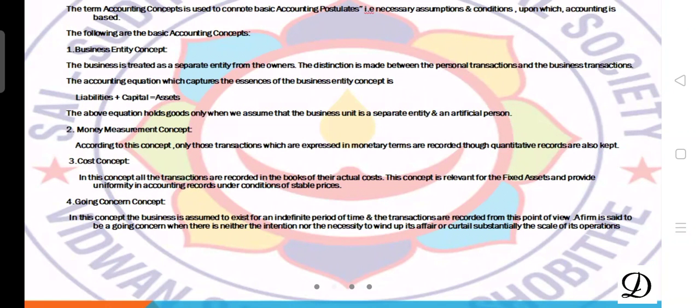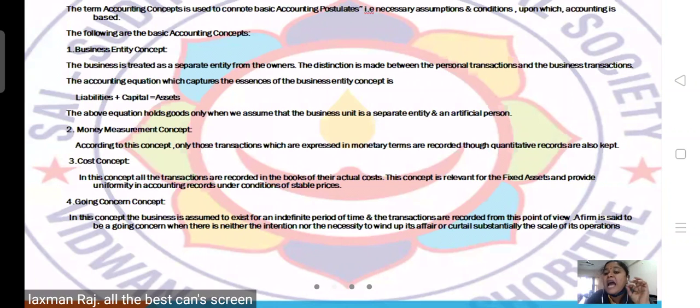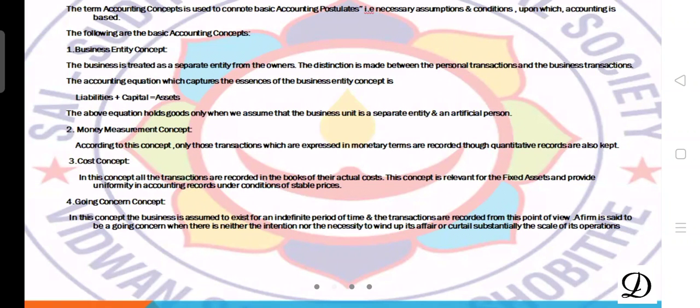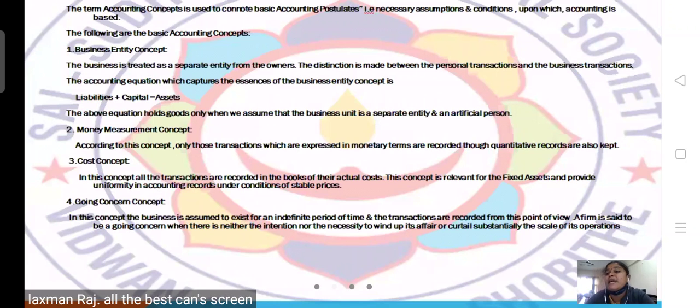But this concept says that all transactions have to be recorded at their actual cost. And also the changes in the price, or the stable price in the market for your product, should be recorded in your books and in your final accounts. That way, cost accounting gives the information.